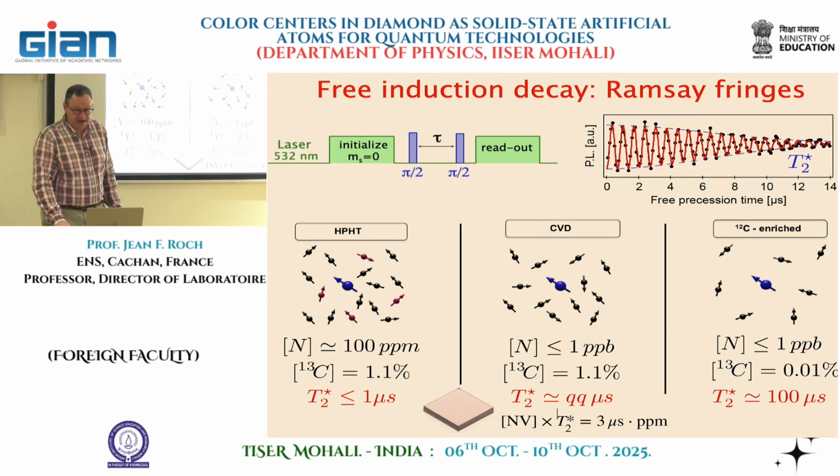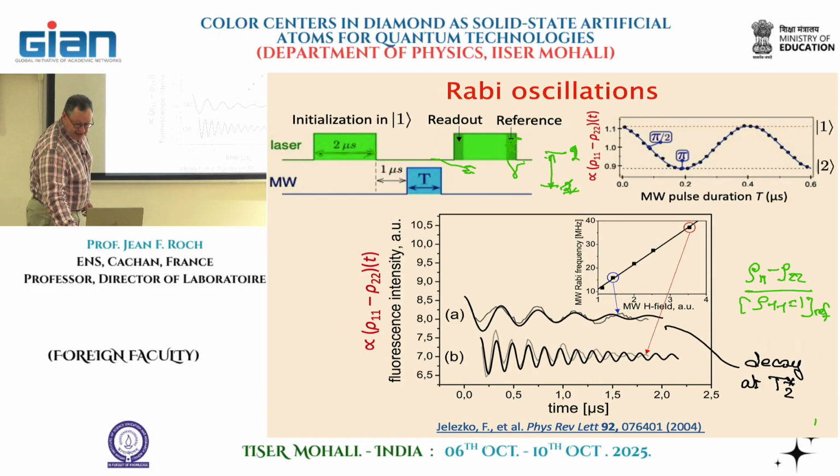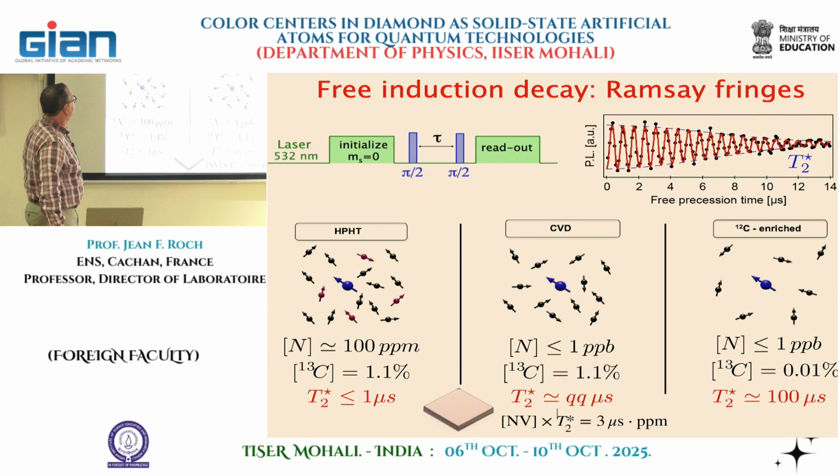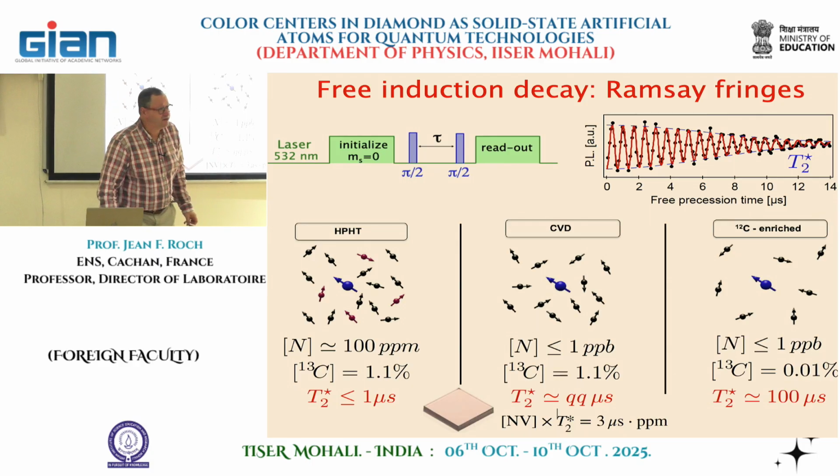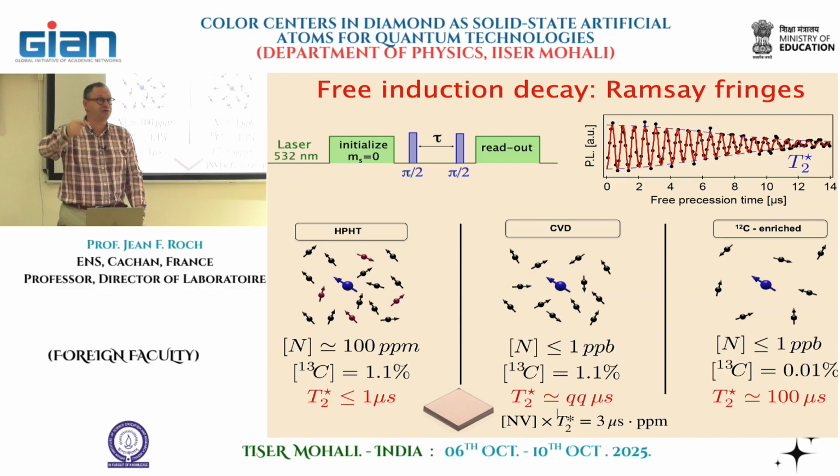So I can also measure the T2 star time in the same way, but perhaps more accurately, in the following process. It's a free induction decay experiment, but then what we do is what we call Ramsey fringes. In Ramsey fringes, we start by initializing the system in ms equals 0. We apply a first pi over 2 pulse. The pi over 2 pulse puts the system in a coherent superposition of the two states, ms equals 0 and ms plus minus 1, let's say.